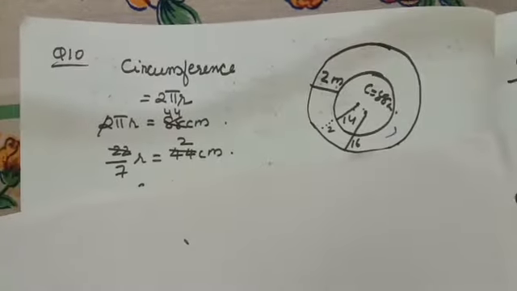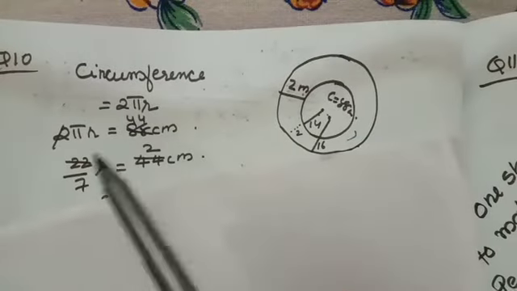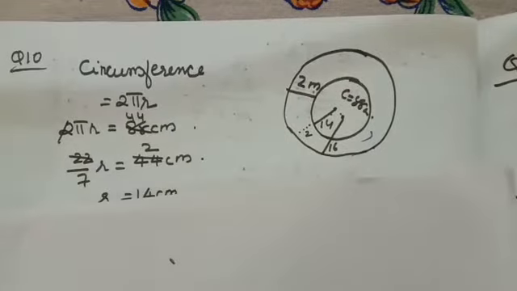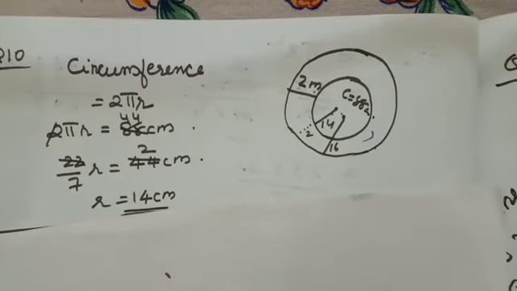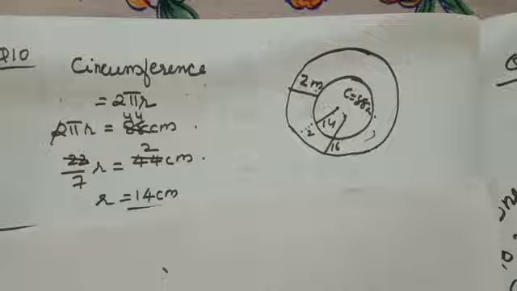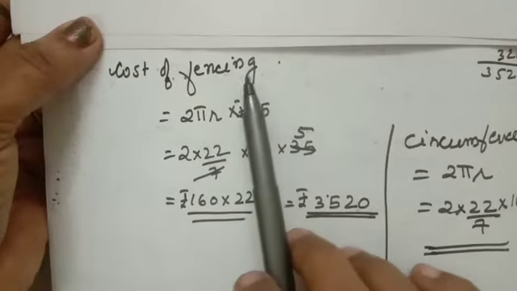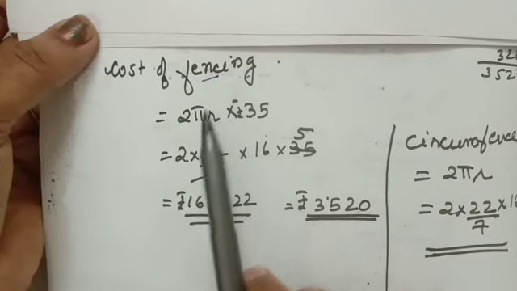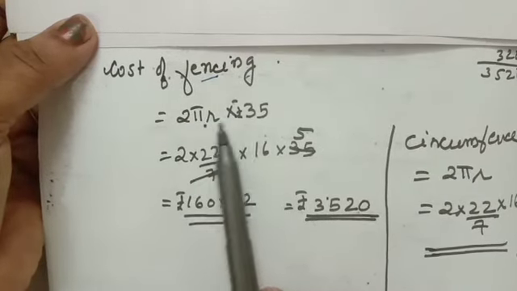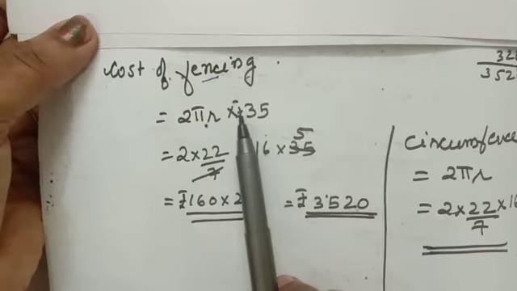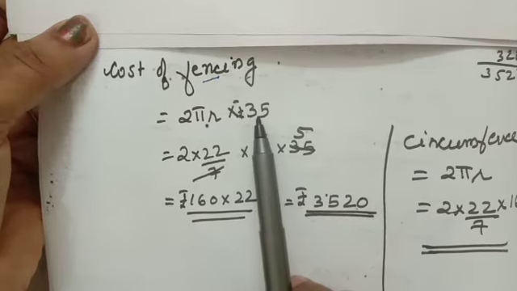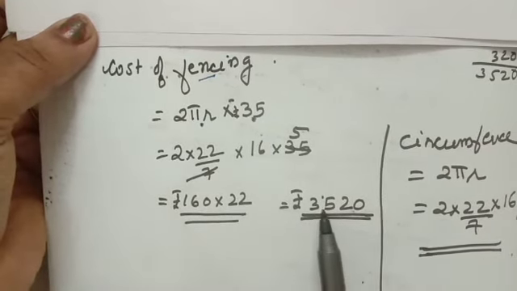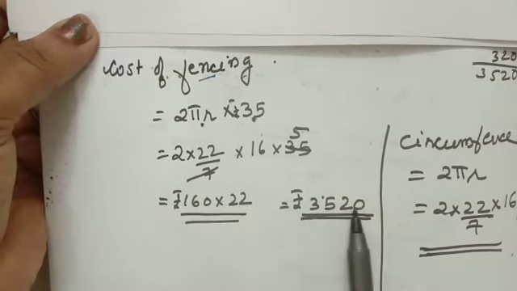We will find out: circumference is 2 pi r. 2 pi r is given as 88. Cut out, you will get r. What you will get is r equal to 40 meter. Now cost of fencing. Fence meaning circumference, as I told you in the introduction part, that is 2 pi r. How much rupees? 35 rupees per meter. So multiply, you will get rupees 3520.